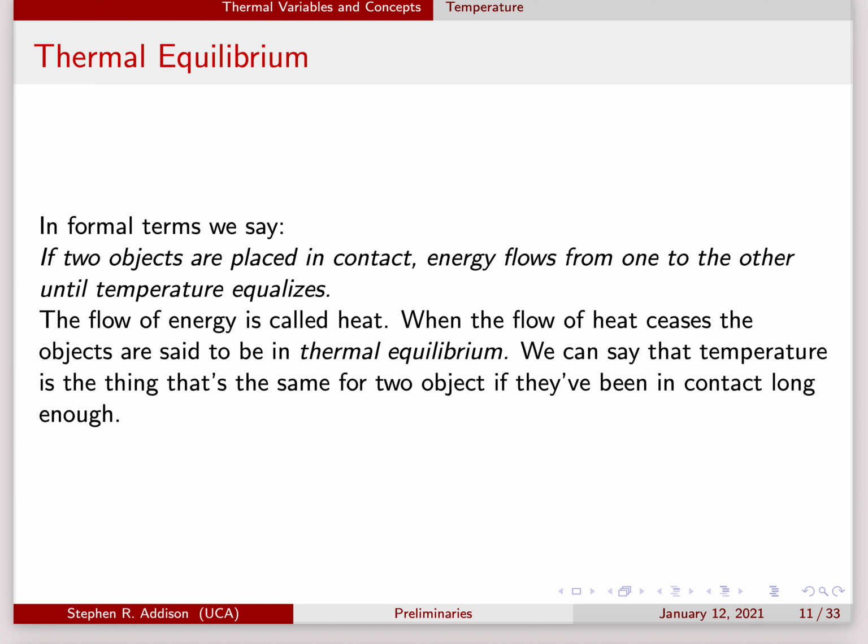Formally, we can say if we place two objects in contact, energy will flow from one to the other until the temperature equalizes. We call that flow of energy heat, and when the heat ceases to flow, we say the objects are in thermal equilibrium. So another way of defining temperature is to say it's a thing that's the same for two objects if they've been in contact with each other for a long time. So that ends the basic preliminaries about the concepts we're going to be talking about.